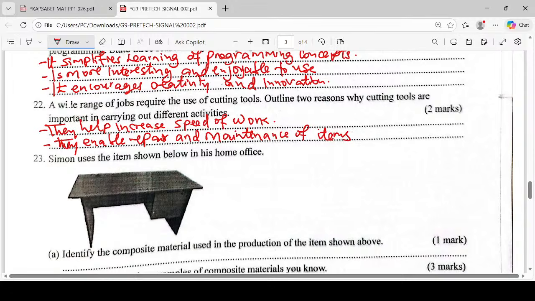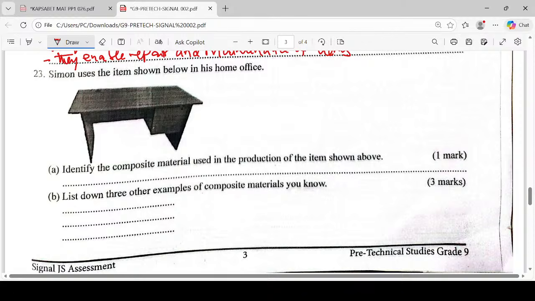Question 23, sorry. Simon uses the item shown below in his home office. Identify the composite material used in production of the item below. This one should be an office table. So which composite material was used here? The composite material used here is what's called the plywood. That's the composite material in use.